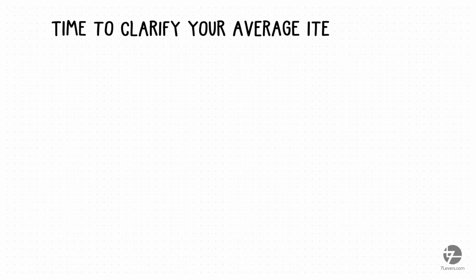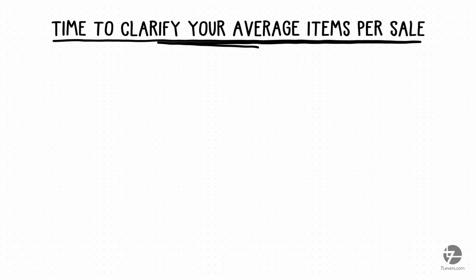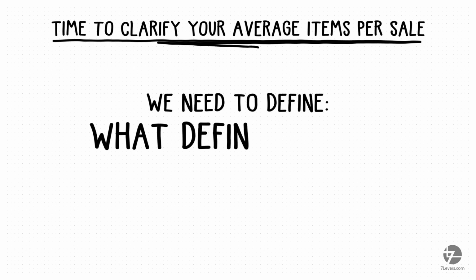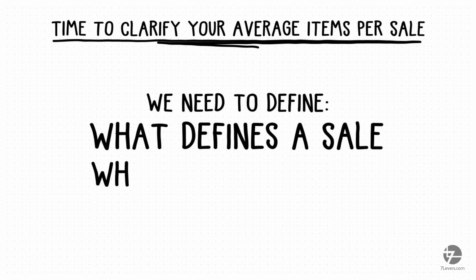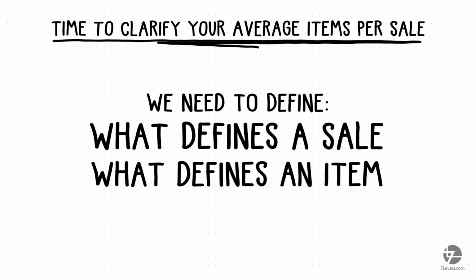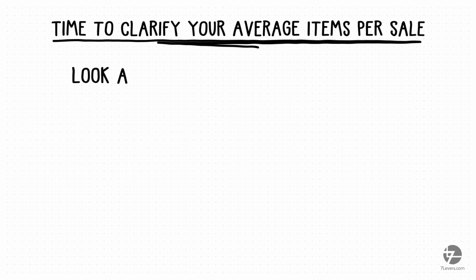In this lesson, we're going to look at clarifying your average items per sale. Again, like the other revenue levers, it's important to understand that we're not looking to calculate the average items per sale, but to define what it means in your business in terms of revenue concepts. So what we're looking for to define average items per sale is to identify what defines a sale and also what defines an item.